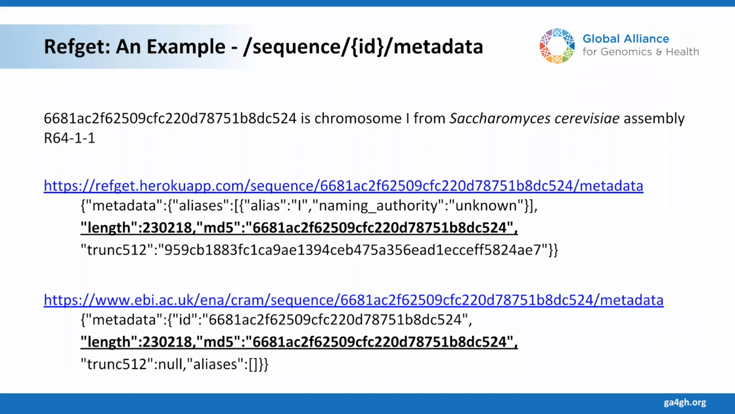At the very middle, you can see that we have actually shared some metadata between the two implementations, which is the length of the sequence, which is exactly the same, and the MD5 checksum, which again is absolutely the same. At the very bottom, though, you can see that we do begin to differ again, and we've both decided what we will provide. So Refget provides the trunc512 checksum for this sequence, whereas the ENA implementation does not provide that. So again, it's up to implementations to choose what they want to support.